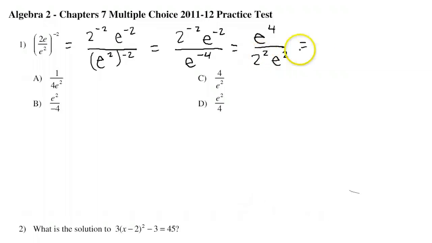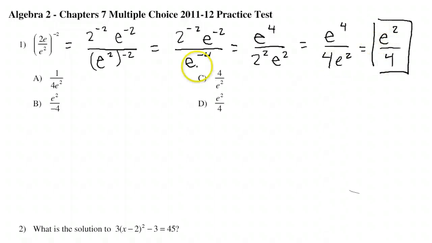So first, 2 squared, well that's just 4. And then I can simplify the e to the 4th over e squared by either subtracting their exponents or just thinking of them canceling out. I have 4 on top, 2 on the bottom. 2 of them are going to cancel, and I'm left with e squared on top. And that's my final answer, which is D.